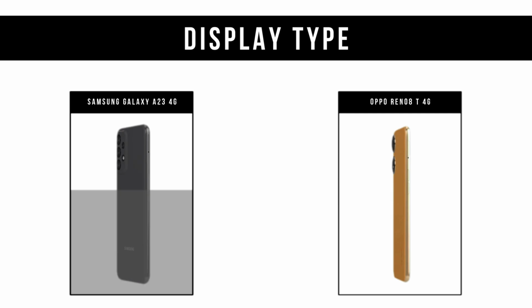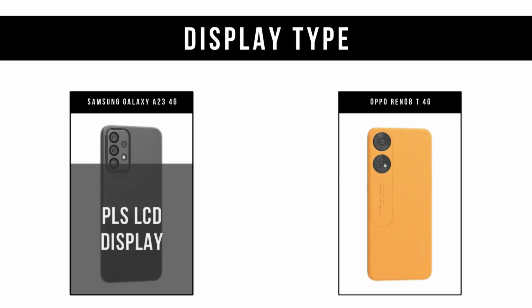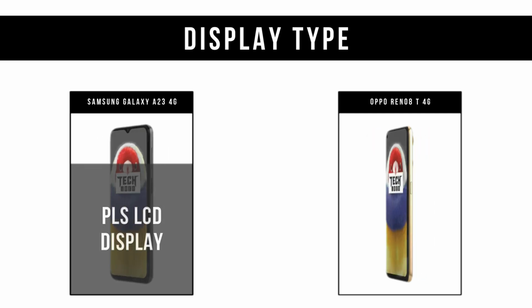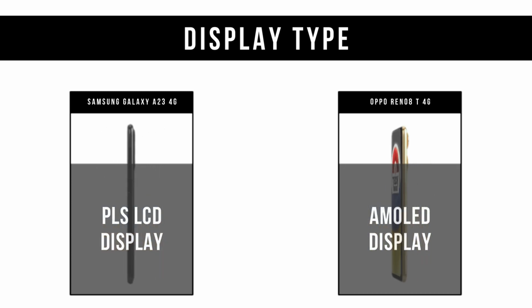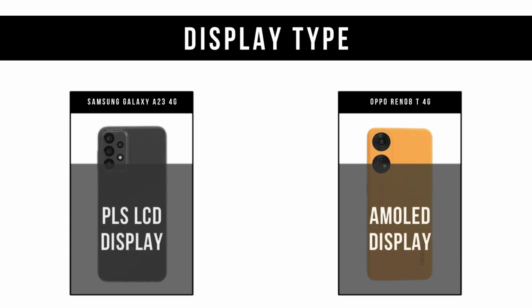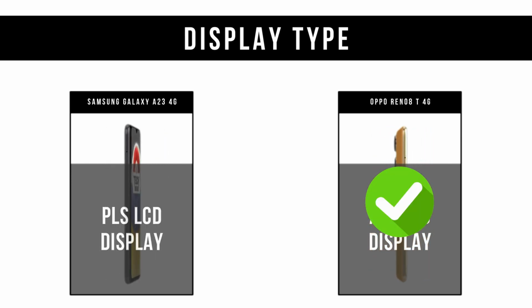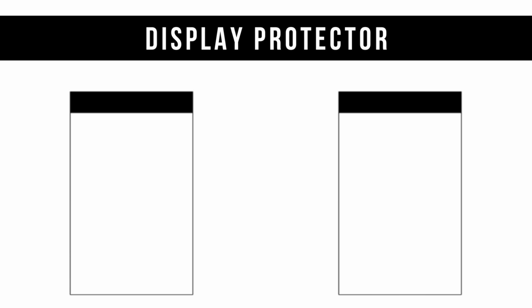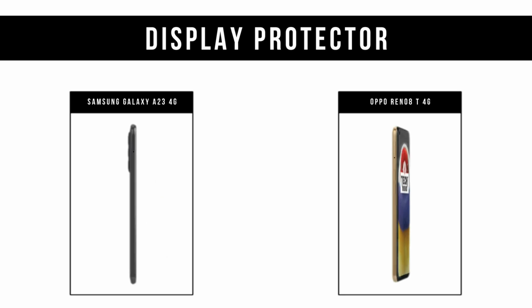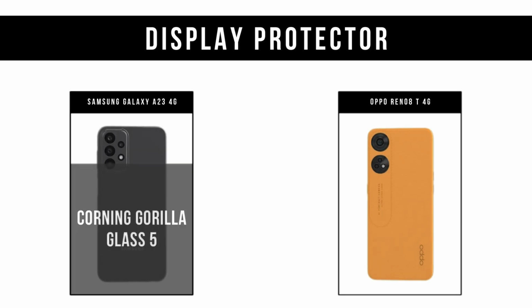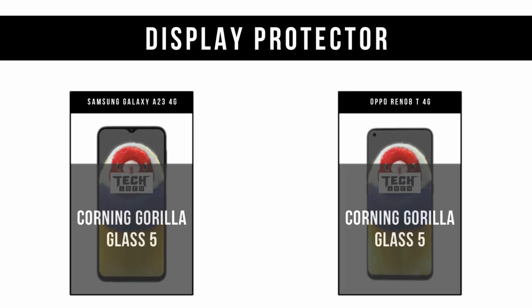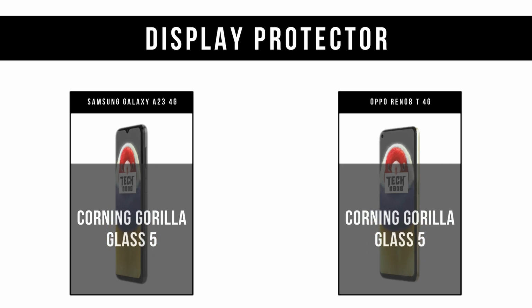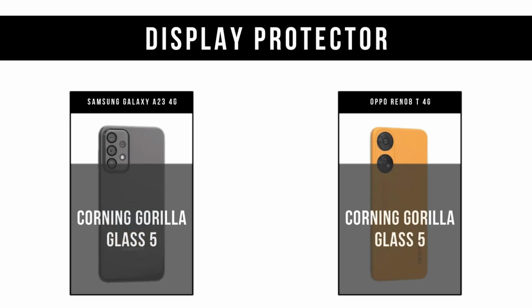Display type. Samsung Galaxy A23 4G is PLS LCD display. Oppo Reno8 4G is AMOLED display. Display protector. Samsung Galaxy A23 4G is Corning Gorilla Glass 5. Oppo Reno8 4G is Corning Gorilla Glass 5.